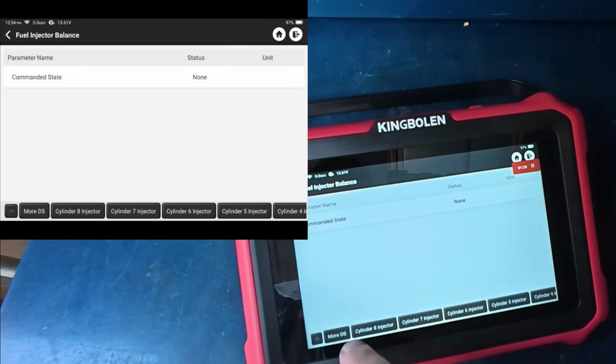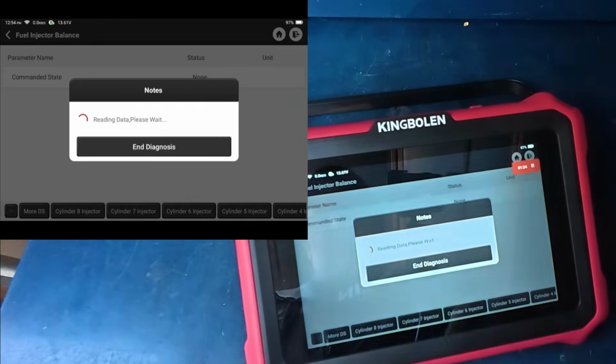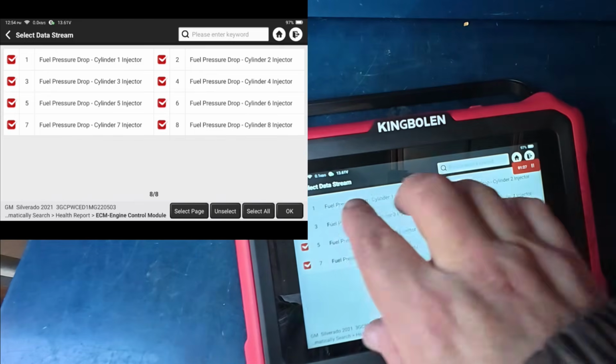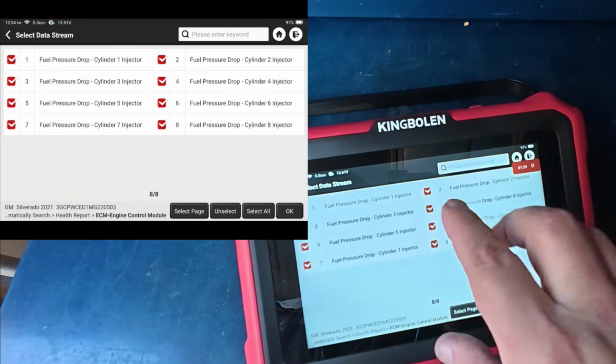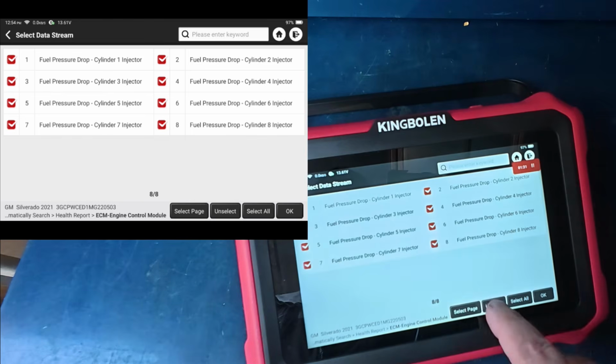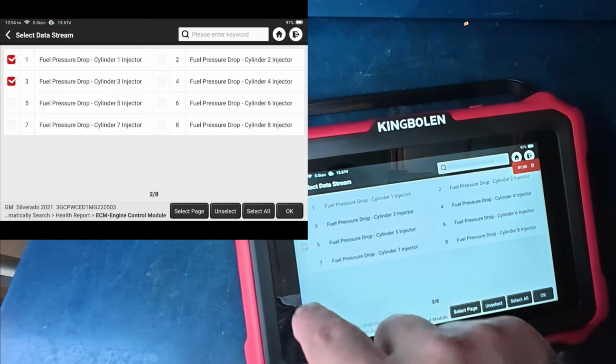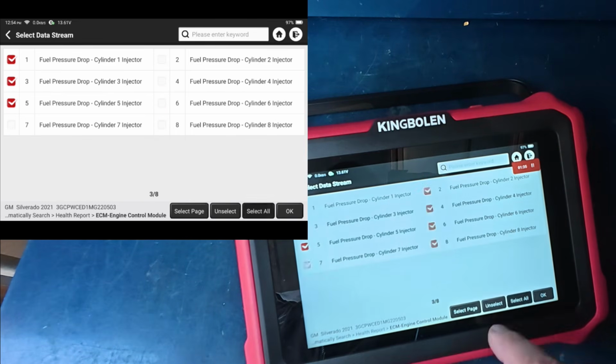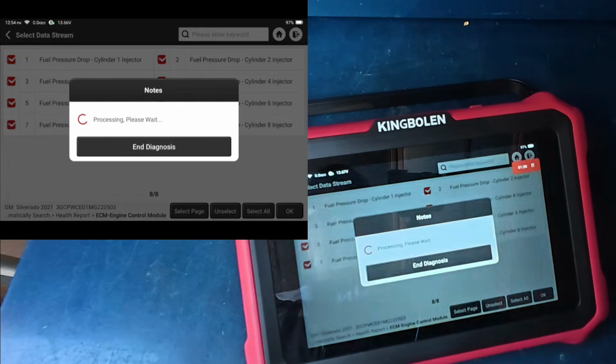And I'm going to come over here to more data stream, more DS. I'm going to click that. It is pre-selected all 8 cylinders. If it's not pre-selected, you can select individual ones, or you can do select all, and it'll select them all. Hit OK.